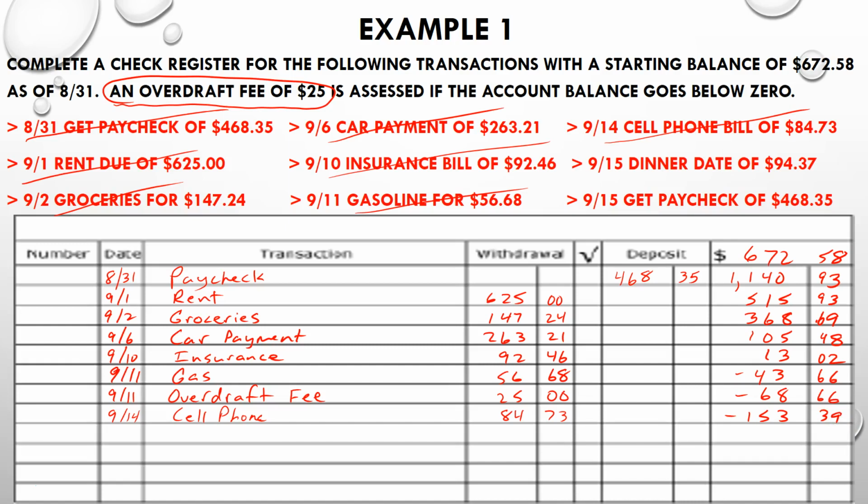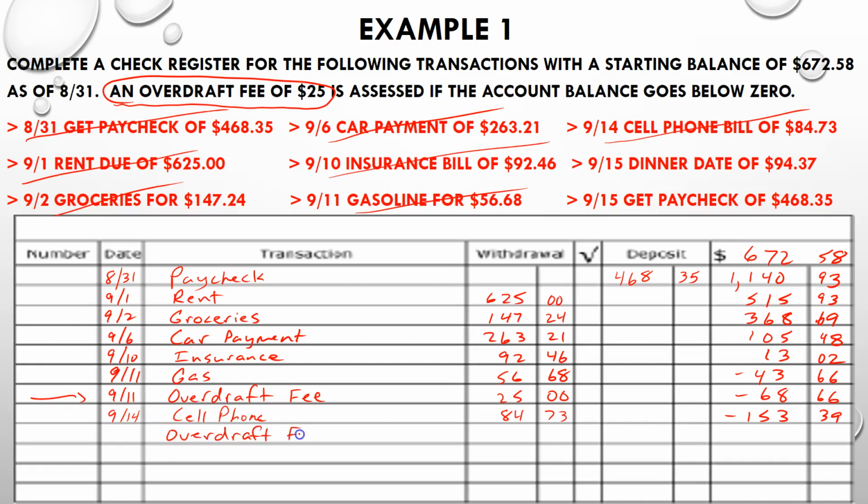A good way to think about it is this: every time you try to spend money that you do not have, the bank's going to hit you with an overdraft fee. All right, so that happened with our gas, right? We went to the gas station and we spent money that we didn't really have, so they hit us with this overdraft fee. All right? Well, now I go down to the cell phone company and I pay a bill, and I pay again with money I don't have. So the bank is going to hit me now with another overdraft fee.